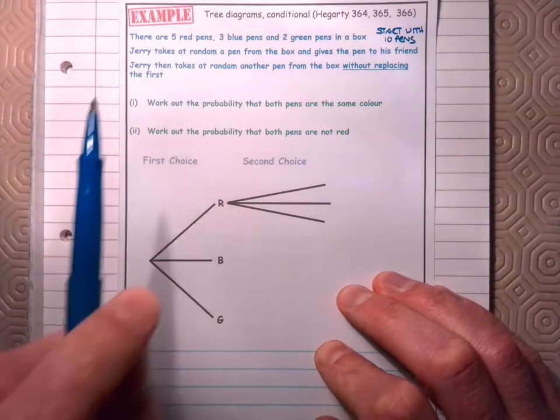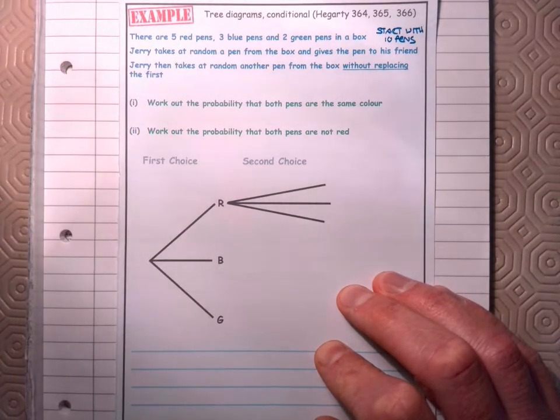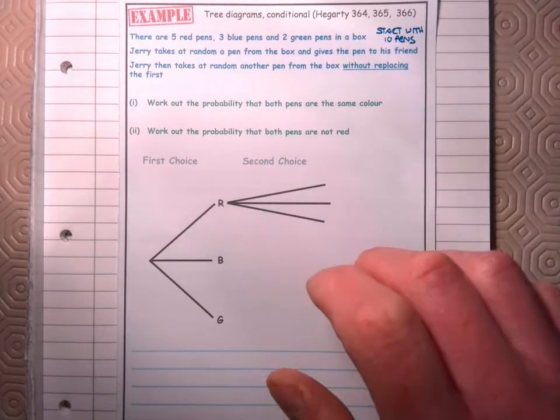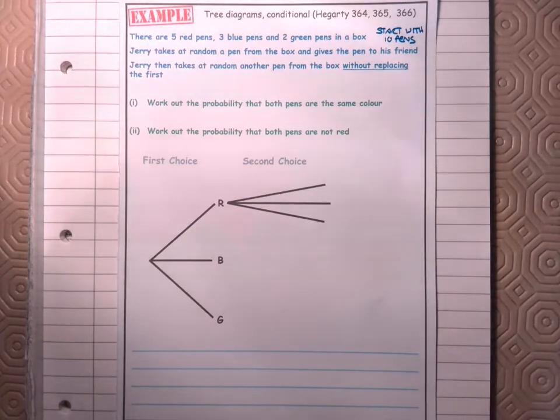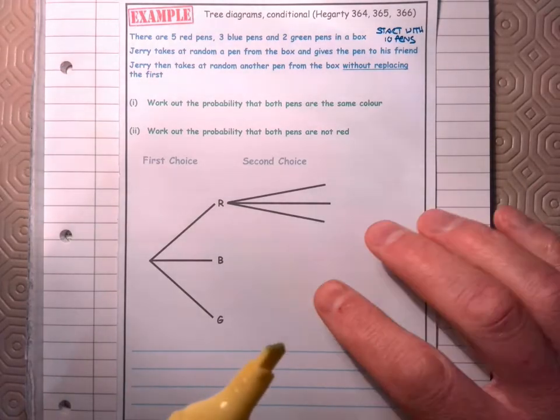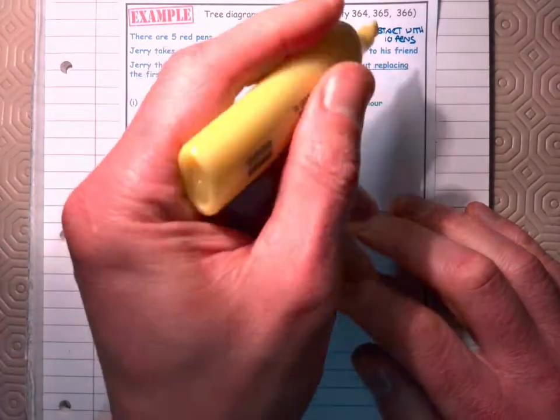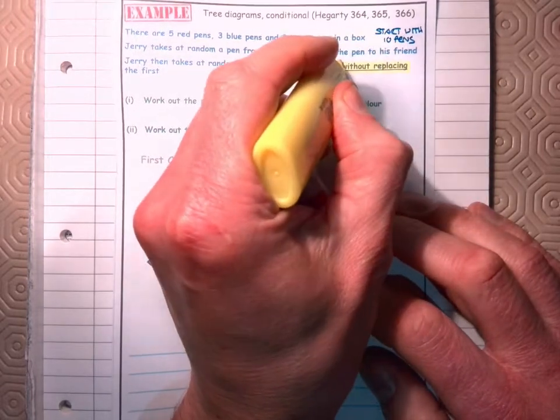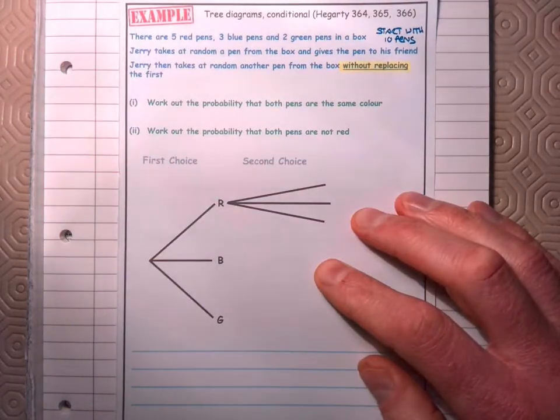Now Jerry takes at random a pen from the box and gives the pen to his friend, and then he takes at random another pen from the box without replacing the first. There's a key bit of vocabulary in the question. We are not putting that pen back in. So for the second choice, there's fewer pens in the box to choose from.